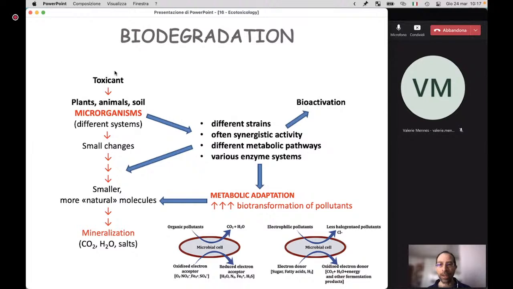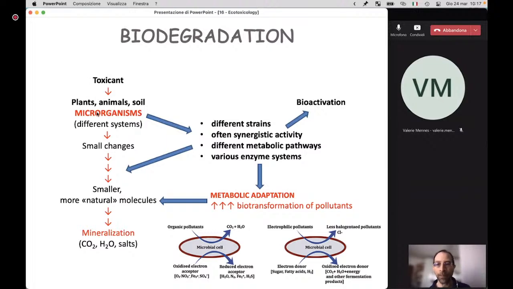So as soon as the toxicant goes into the different systems, regarding plants, animals, and the soil, it can encounter a lot, really a lot of different microorganisms which can produce changes in its structure. And of course, changes means that the substance can get activated, as we know very well, but it can also be deactivated and so become a pollutant no more, so something not dangerous, not toxic.